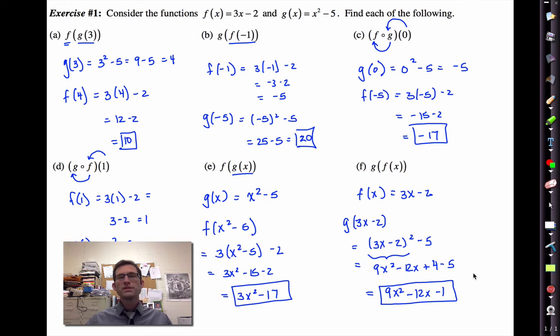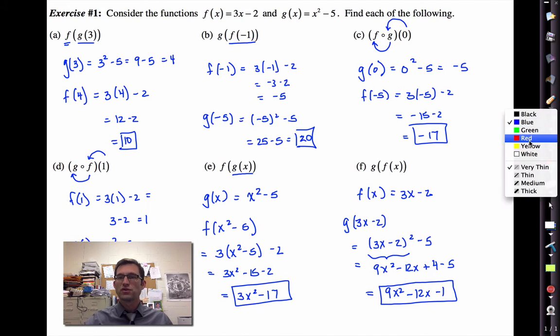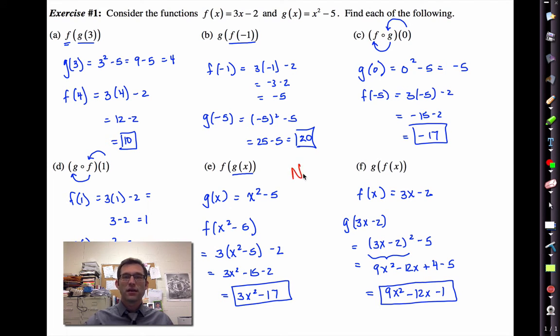Now, one of the reasons I like to work those out completely, E and F that is, is to show something very, very important about composition of two functions. It is not commutative. Commutative means the order that we do something in doesn't matter. It doesn't matter whether I add 3 plus 5 or 5 plus 3, I still get 8. Multiplication is also commutative. There's a lot of things that are commutative, but not composition of functions. So pause the video now and write down anything you need to before we go on to the next problem.